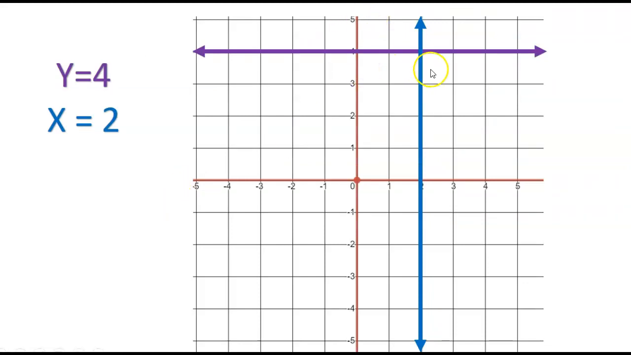Are these perpendicular lines? Do they cross at a 90-degree angle? A horizontal and a vertical line are perpendicular lines. This has a slope of 0. This has a slope that is undefined. A 0 slope and an undefined slope are perpendicular to each other. And this is how you write the equation for the purple line, and this is how you write the equation for the blue line.